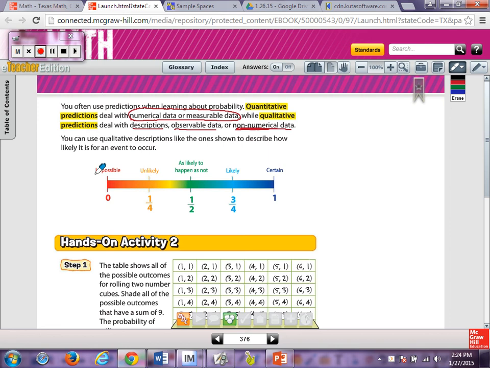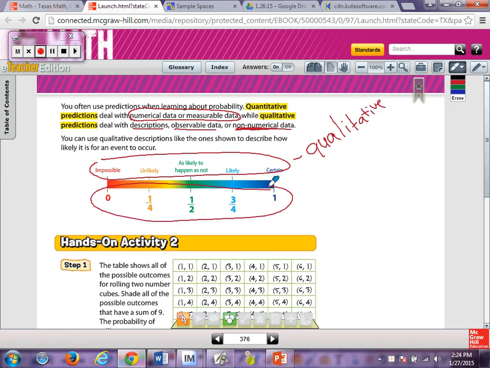Whatever it is, this up here on the top, all these words are qualitative data or qualitative descriptions. Qualitative means like how you talk about something or describe something. Qualitative. Down here, this is quantitative. That's numbers you're measuring.